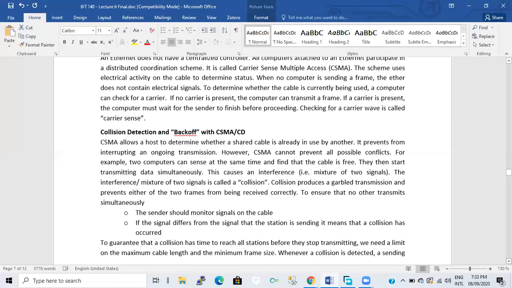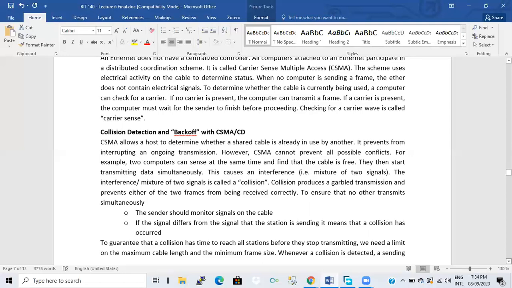Okay. Collision detection and backoff with carrier sense multiple access and collision detection. We've said it's possible two nodes can detect that there is nothing on the network and they both start sending at the same time. In the end, they collide, right? Okay. So carrier sense multiple access allows a host to determine whether a shared cable is already in use by another host. It also prevents interrupting an ongoing transmission.